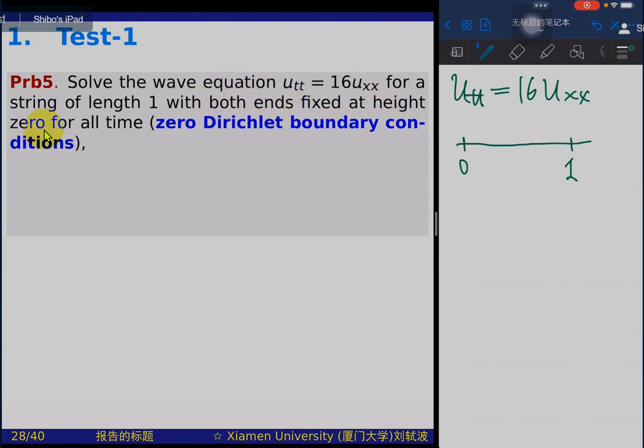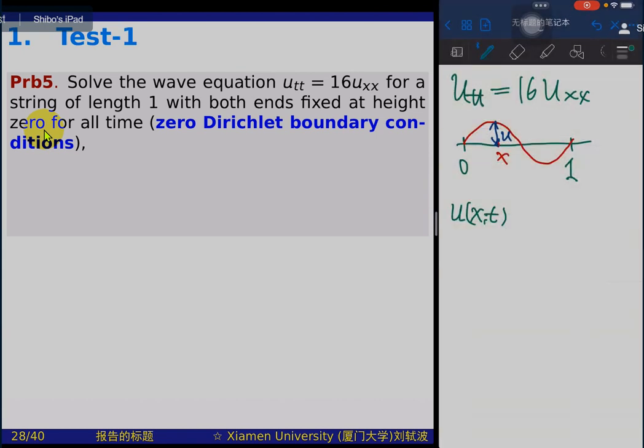This means that if you use u(x,t) to denote the displacement of the string at the location x and the time t. So here is x, this is u. So this is the displacement. At every different point x, at every moment t, you have a displacement. Both endpoints are fixed at height zero for all time.